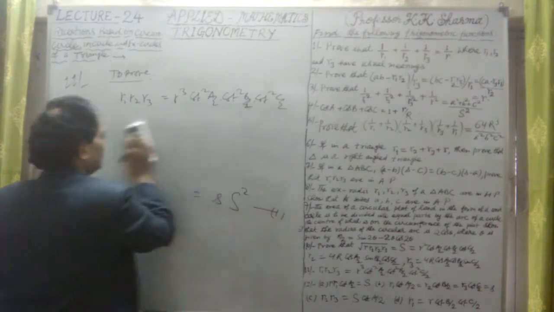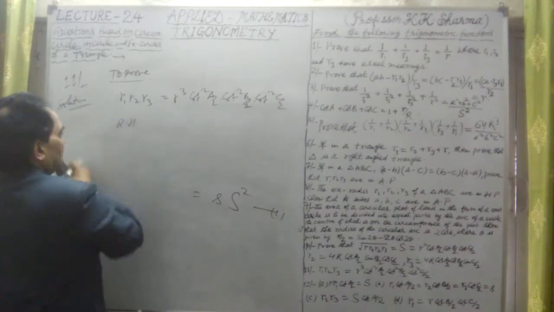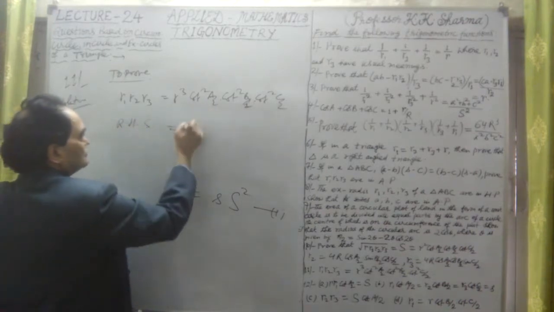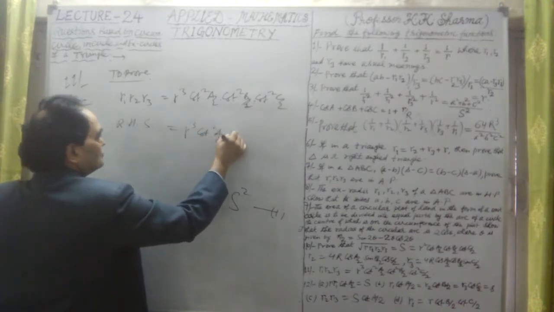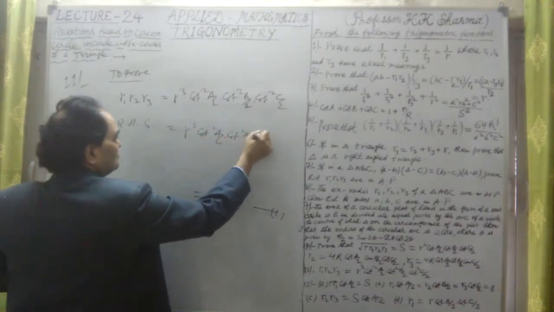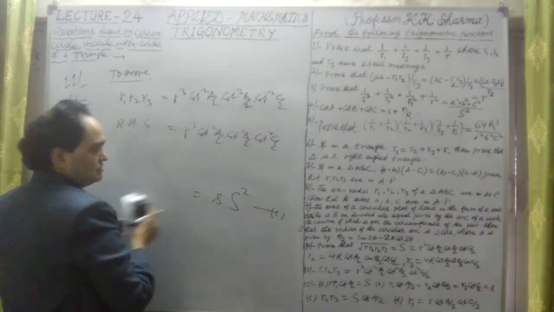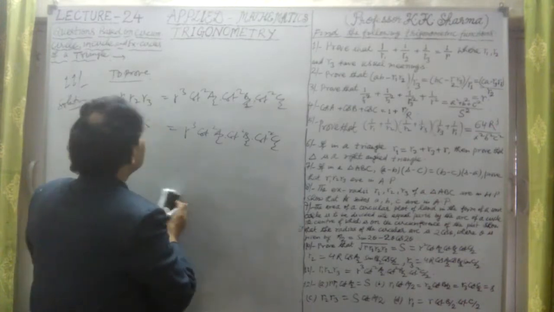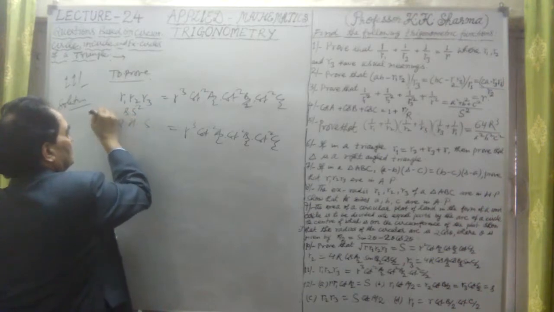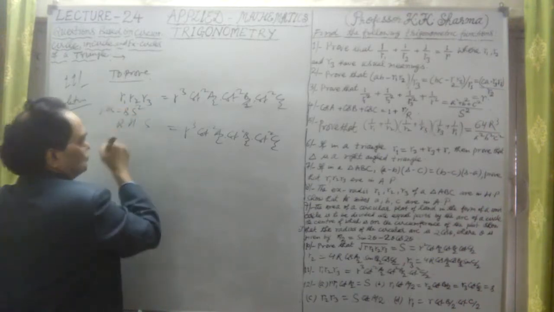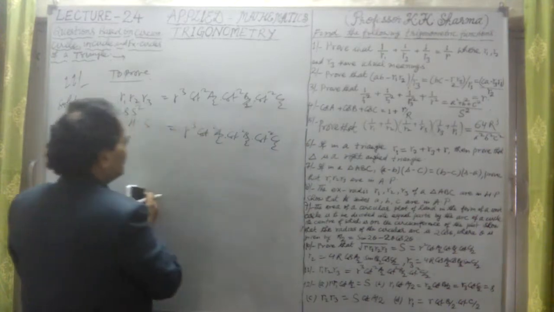Okay, so now the right hand side is equal to r cube into cot square A by 2 into cot square B by 2 into cot square C by 2. Now let us write here, this value was small s into S square. Left hand side is equal to this, just for remembering. Now let me take the right hand side.